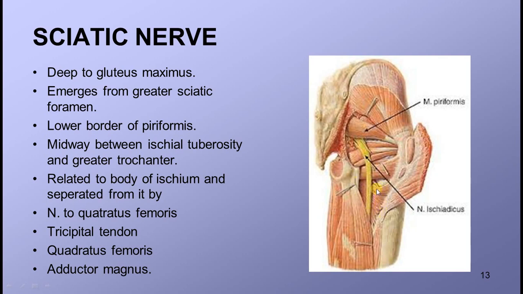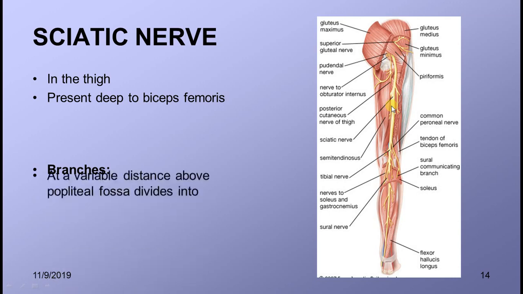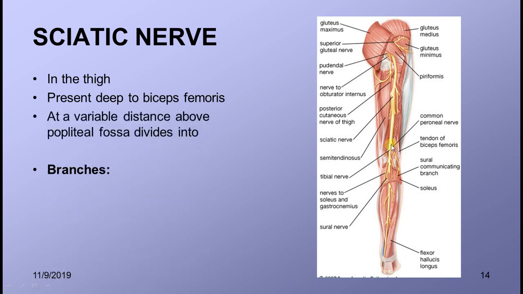Now in the angle between the gluteus maximus and what you are able to see here is the biceps femoris, the sciatic nerve is somewhat accessible. It is a bit superficial because after that it passes deep to the biceps femoris muscle. So that is what in the thigh you are able to see, it is actually present deep to the biceps femoris.